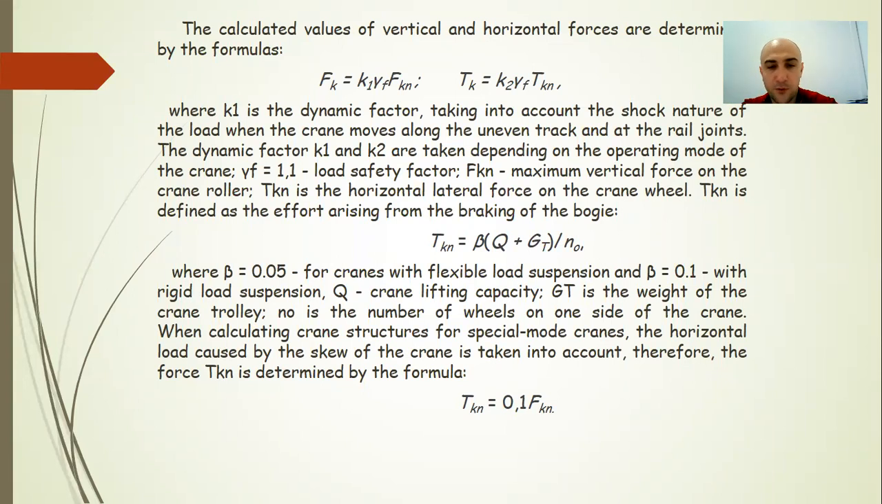So the dead weight of the crane structure is taken according to the reference data, and the approximate effect of own weight of the crane structure and the temporary load on the brake beams can be taken into account by multiplying the calculated forces from the vertical crane load by the coefficient alpha, equal to, for beams with the span of 6 meters, 1.03, for 12 meters 1.05, and for 18 meters 1.08.